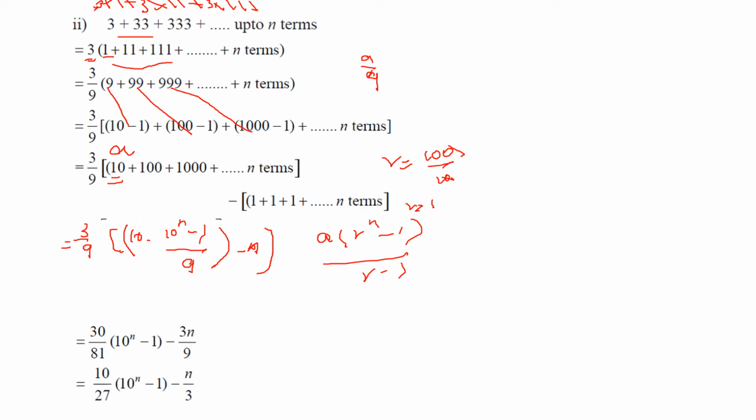Next, you can multiply with each term. 3 into 10, so 30. 9 into 9, 81. Into 10 to the power n minus 1. Minus 3 into n, 3n by 9. After you cancel with the 3, 10 3s are 30. Here 2 3s are 6, 7. So 10 by 27. 10 to the power n minus 1 minus here also you cancel it, n by 3. So the answer is 10 by 27 into 10 to the power n minus 1 minus n by 3. Understood, students?